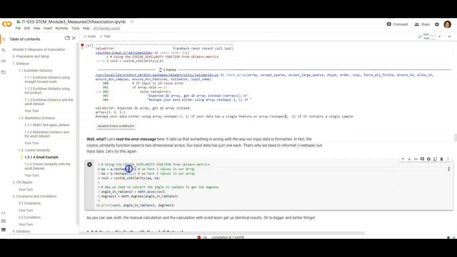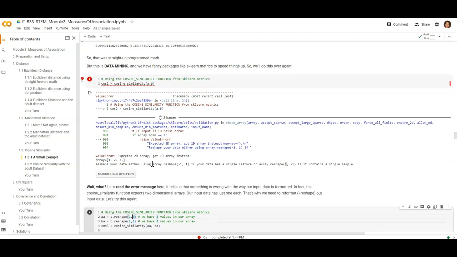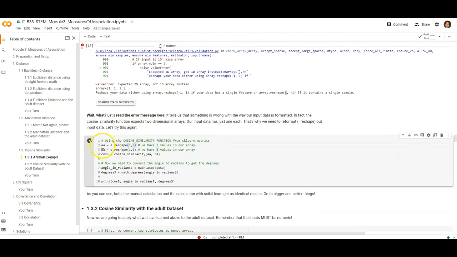And I'm going to say reshape 1 because we had a single sample, but we have 3 items, 3 values in our array because look here, 1, 2, 3, right? And I'm going to have to do the same thing for my array B because I also have 1, 2, 3 samples in there. So I'm going to say, well, AA equals A.reshape 1, 3 because of the 3 values, right? And then BA is going to be my array B that's reshaped 1 and 3.